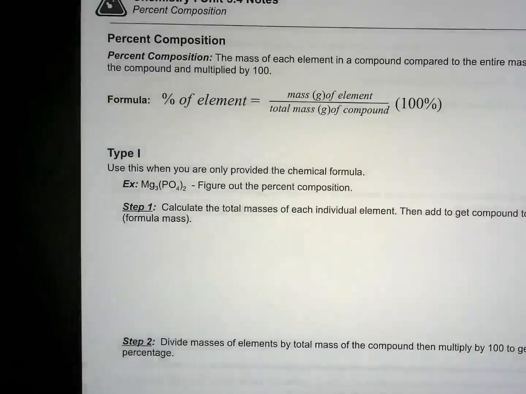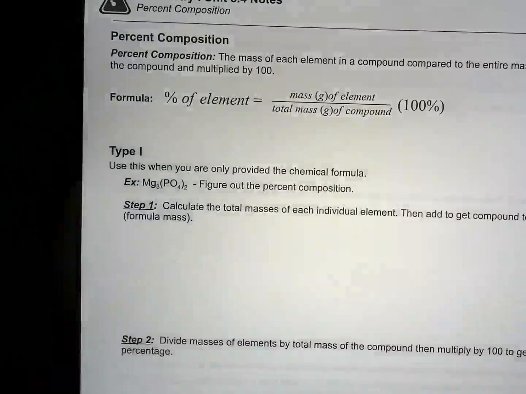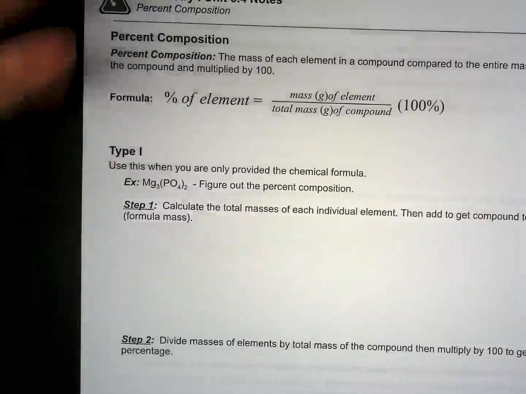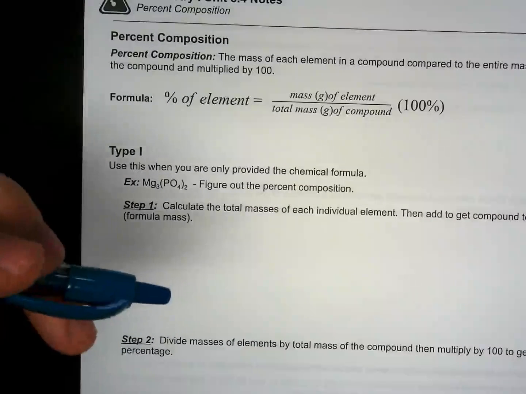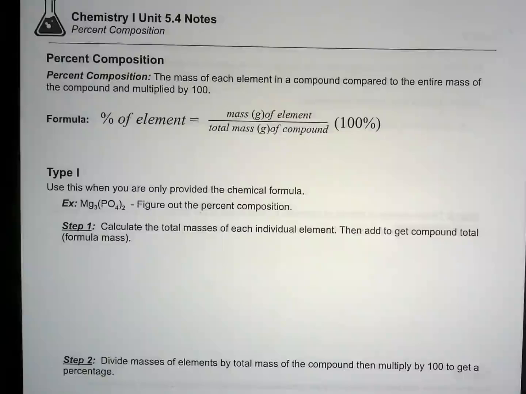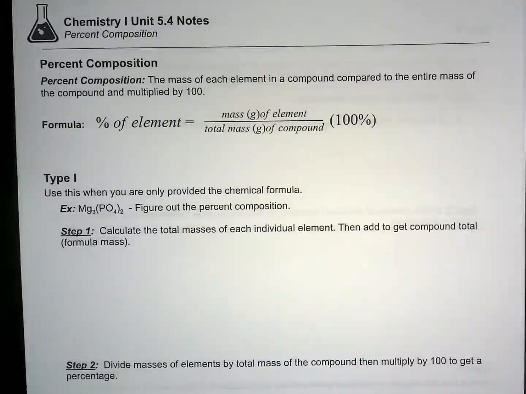So here's the formula. What you're trying to find is the percent of the element. You take the mass of the element in grams versus the total mass of the compound. You divide those, and then you multiply it by 100, which doesn't seem too difficult, right? That seems pretty straightforward. What you're just saying is, out of the total mass of a compound, this one element consists of this percentage. That's really all we're saying here. So again, it's not really that difficult to understand.